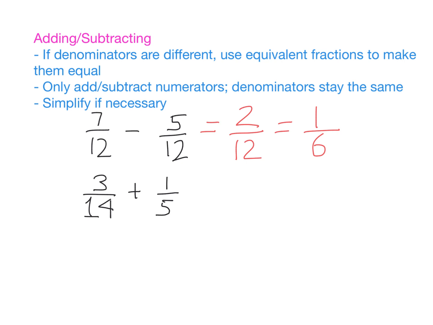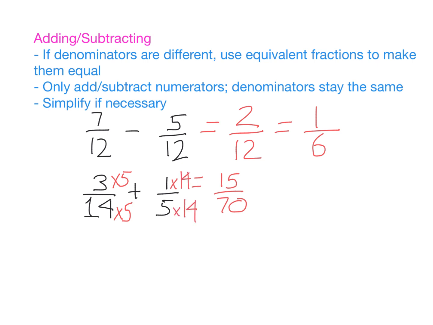So what do you do if their denominators are not equal? We need to use equivalent fractions. I need to find a fraction equivalent to this and one equivalent to this that have the same denominator. So what I'm going to do is multiply top and bottom here by 5. So then I get 3 times 5 is 15, 14 times 5 is 70. I'm going to multiply the second fraction top and bottom by 14.